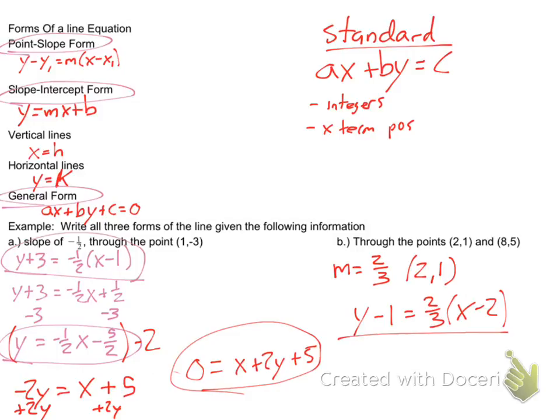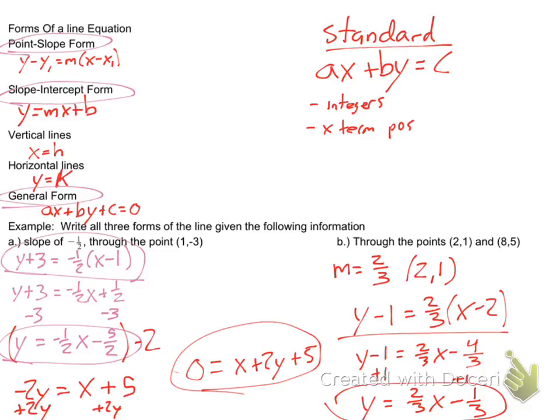That's one of them. y minus 1 equals 2/3 x minus 4/3. Adding 1, but 1 will turn into what? 3/3. So it's 2/3 x minus 1/3.